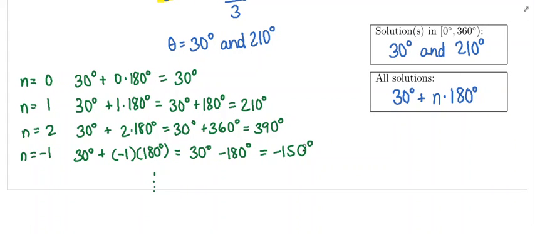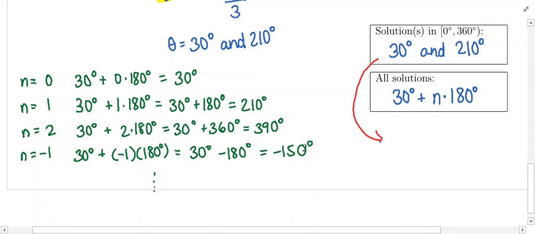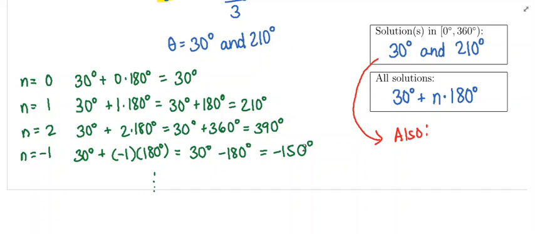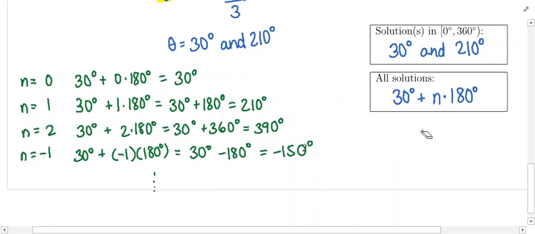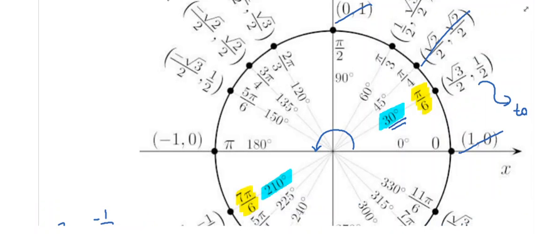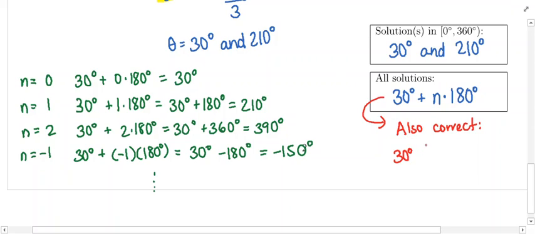Now let me say one more thing. If you wanted to, you could have also said, hold on, I don't know why I drew it here. I was trying to draw it towards this all solutions here. You could have also done this. So this is also correct. You could have done 30 degrees. Let me go back to the unit circle. 30 degrees and 210 degrees are not in the same location on the unit circle. Anything coterminal with 30 degrees is going to be a solution. Anything coterminal with 210 is going to be a solution. So you could have made two different statements.